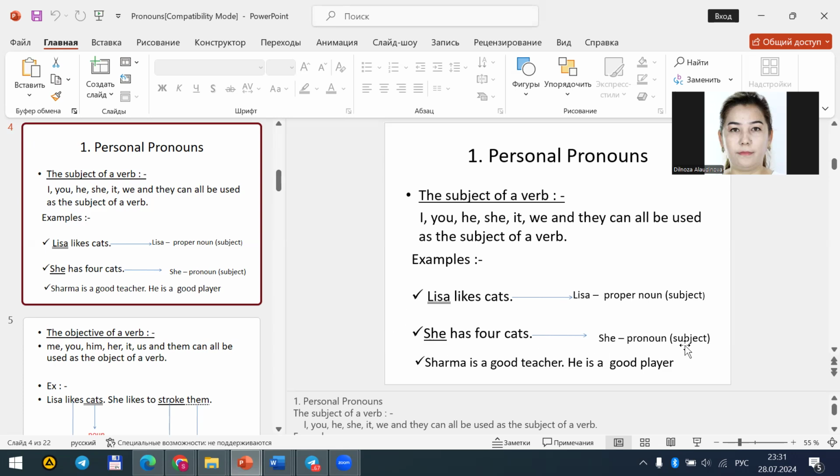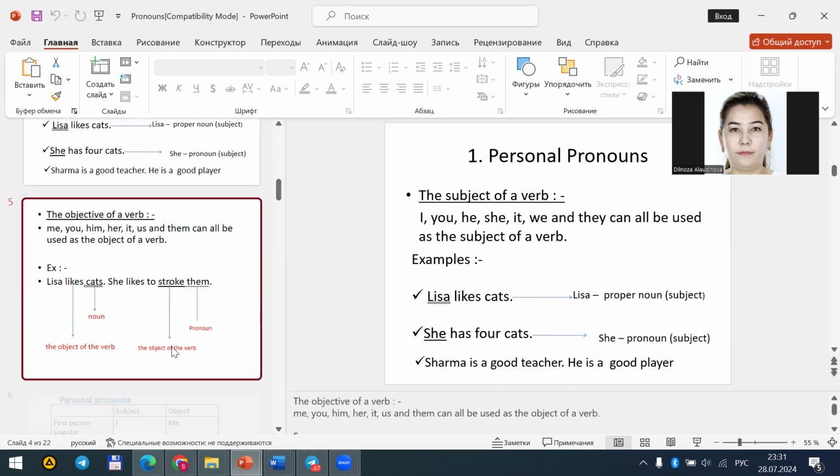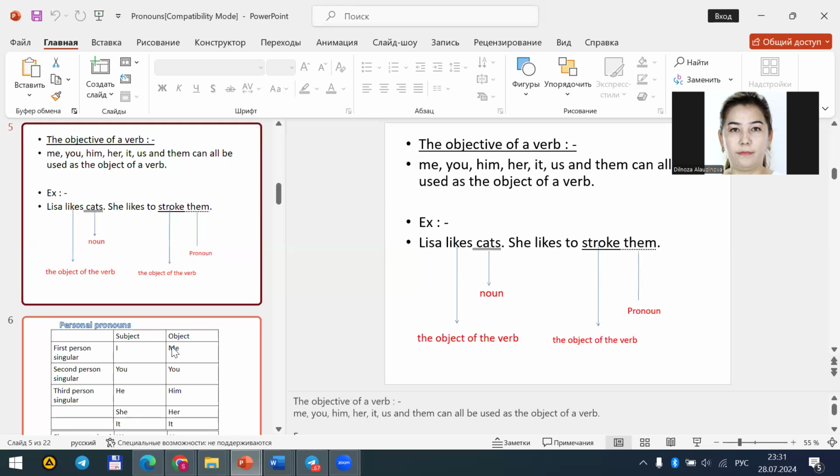She is a pronoun, subject. Sharma is a good teacher. He is a good player. We could replace Sharma with he. The next type is the object of a verb. For example, me, you, him, her, it, us, and them can all be used as an object of a verb.